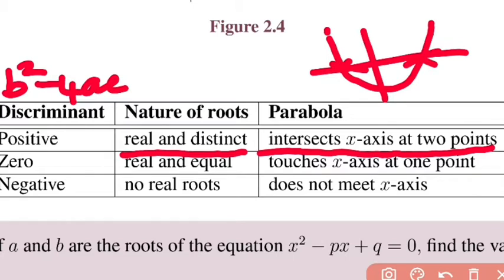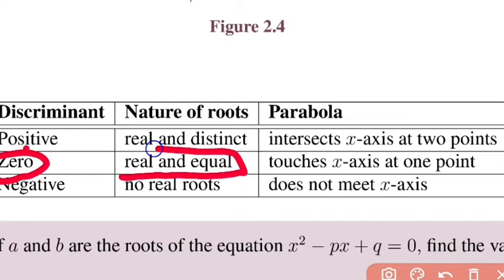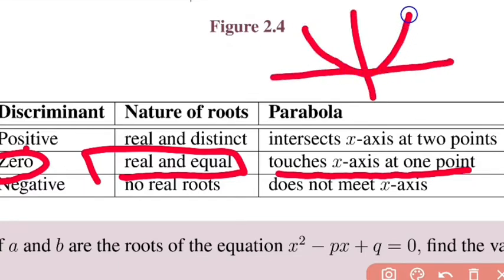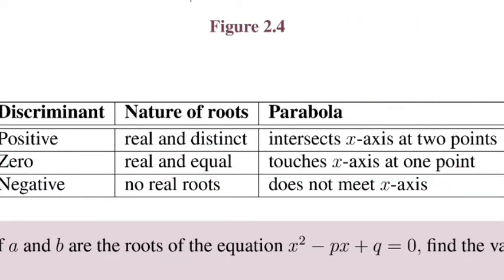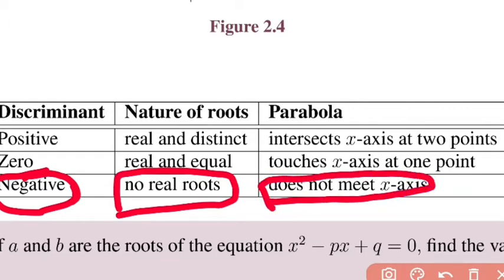Next, if the discriminant value equals 0, then the roots are real and equal, so it touches the x-axis at 1 point. Only at any 1 point the parabola will touch it. Next, if the discriminant value becomes negative, therefore there are no real roots, and the parabola does not meet the x-axis.